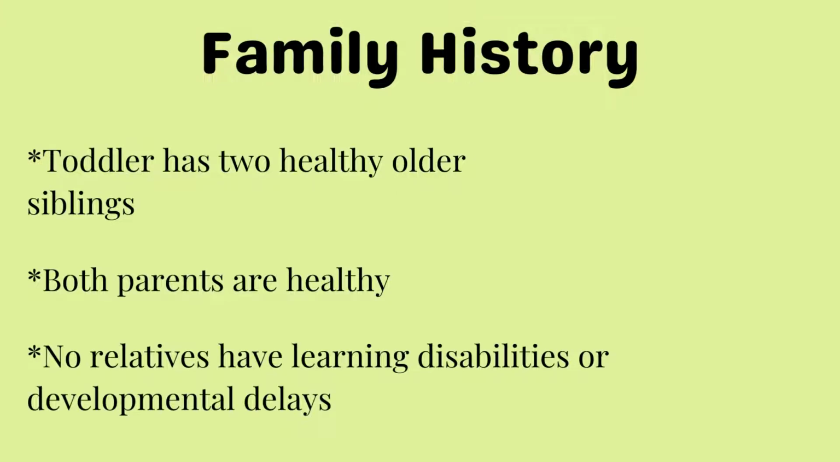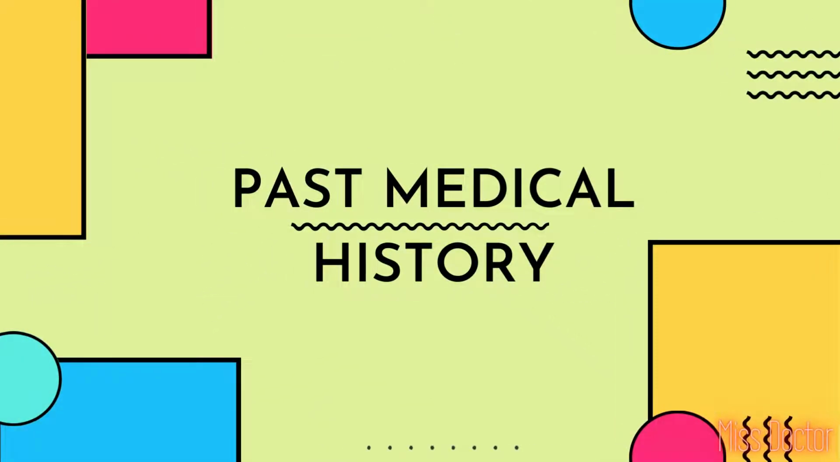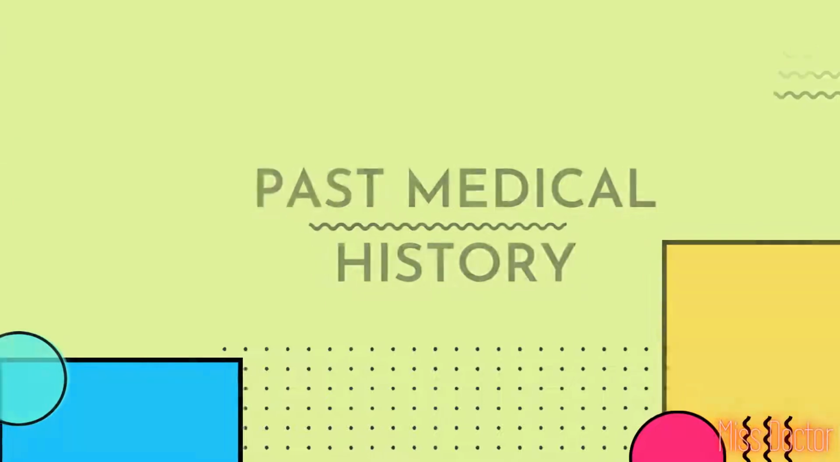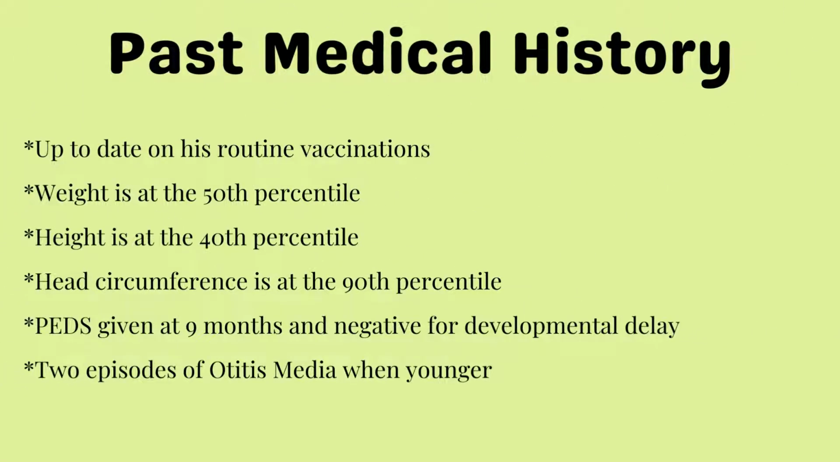There is no significant family history. The toddler has 2 healthy older siblings who are both healthy and live with the family. Both parents are healthy and no relatives have learning disabilities or developmental delays. The toddler is up to date on his routine vaccinations, and he will soon receive his 15-month vaccines.